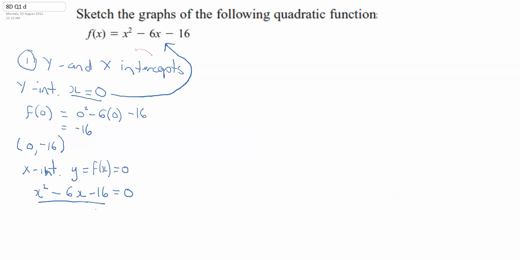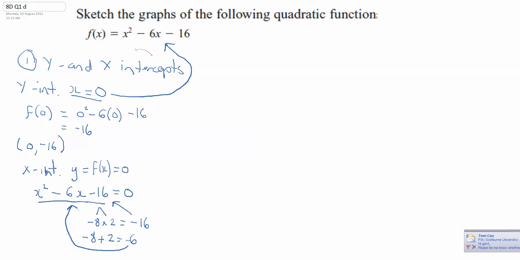So let's look at the following. Now, what two factors, when we multiply them together, are going to give us negative 16? There we go. So minus 8 times 2, that's going to give us minus 16, which is what we want. Now, when we add these two numbers together, minus 8 plus 2 gives us minus 6, which is what we want, because that has to be equal to that minus 6 in the equation.